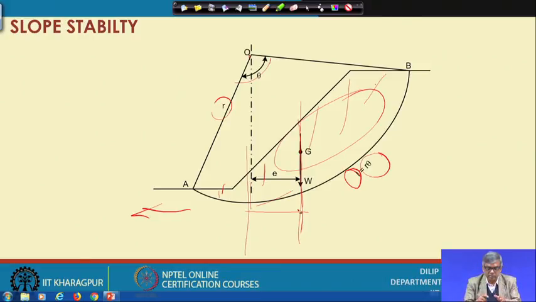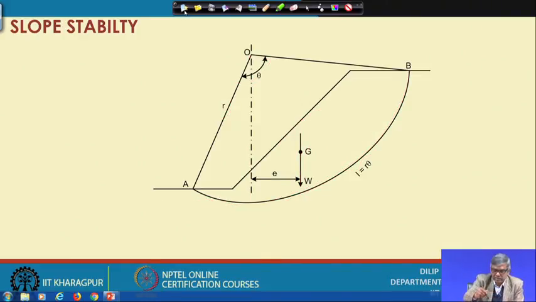So, that means this weight multiplied by this distance is the moment which is causing the disturbance, causing this mass to move away from this toe, whereas along this length of the slip surface, whatever resistance is developed, that resistance multiplied by this radius will become another moment which will be restoring, that means counteracting this rotation. So, that is to be estimated. Once you estimate both, then we can find out the factor of safety. So, we go to the next slide.